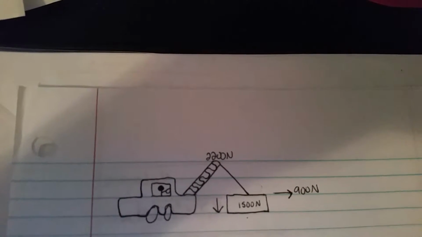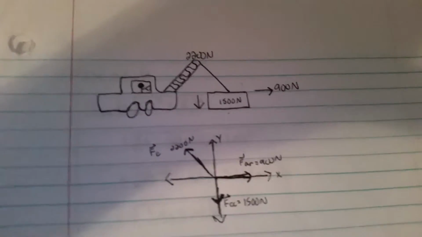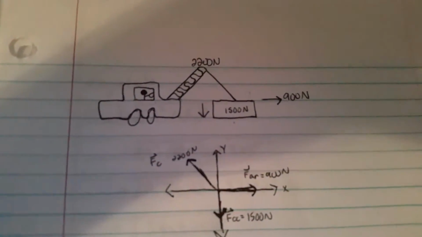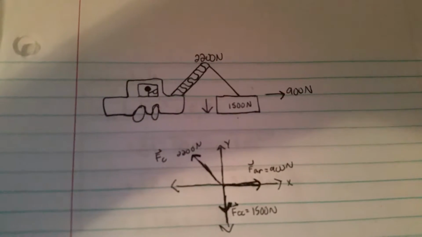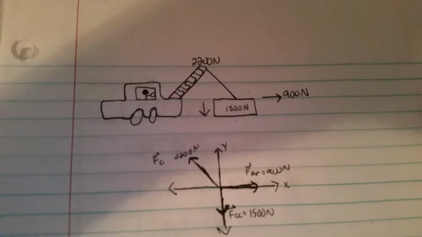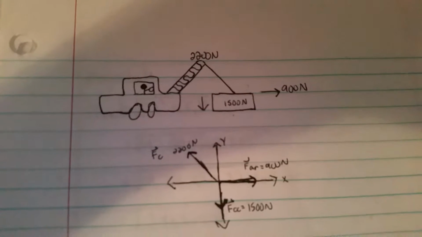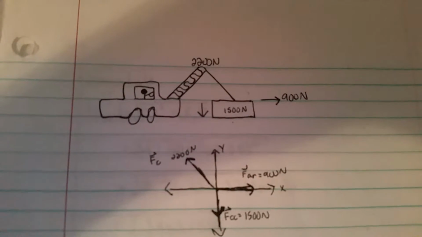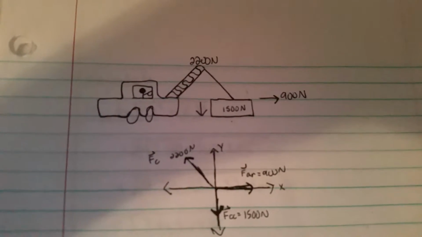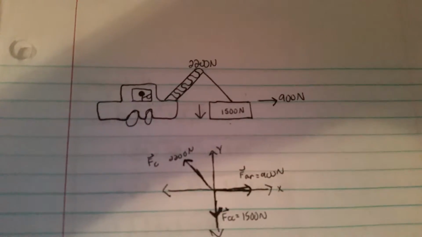So here, this is just a little sample picture that I drew. I got a little carried away with it. And here is where I drew the free body diagram. Force of the crane up to the left at 2200 newtons. The force of gravity on the object is 1500 newtons. And the air resistance at 900 newtons to the right.